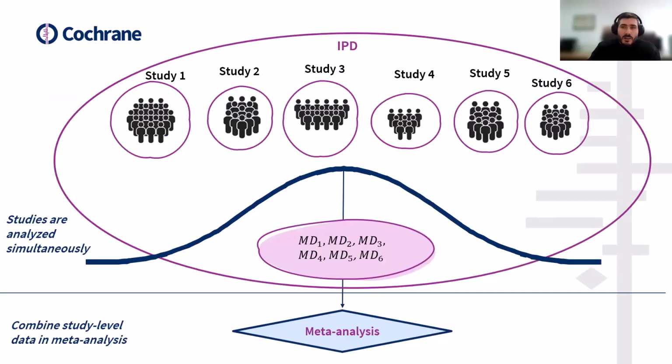Let's see the one-stage approach graphically. Now, the IPDs are simultaneously analyzed, and we assume that the mean differences of the studies share a common distribution. Usually, this distribution is the normal distribution. The center of this distribution is the meta-analyzed pooled effect that we want to estimate, and the variance of this distribution is the heterogeneity.